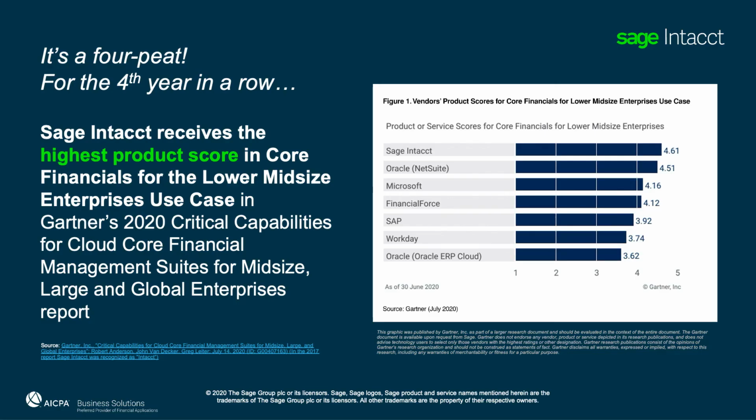In the Gartner Critical Capabilities Report, Sage Intacct receives the highest score in core financials for lower mid-sized enterprises. This is for organizations with annual revenues between 50 million and 500 million that have their headquarters and the majority of their operations in a single country.